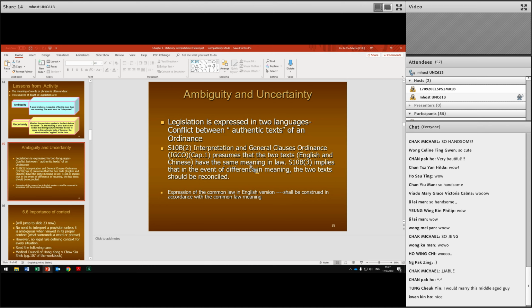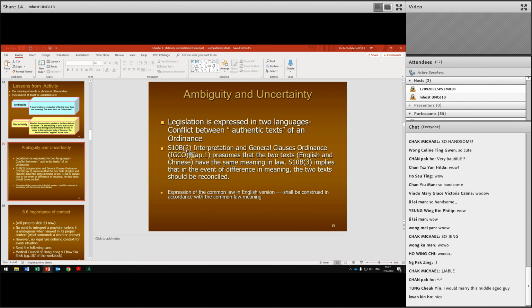But the point is that in our system, we always emphasize that both the Chinese version and the English version are authentic text. The Chinese version 係真確本嘅 authentic text. So it's not the translation text. It's not the translation version. It's not only for reference. It's authentic. Okay. It means that it can be relied upon.